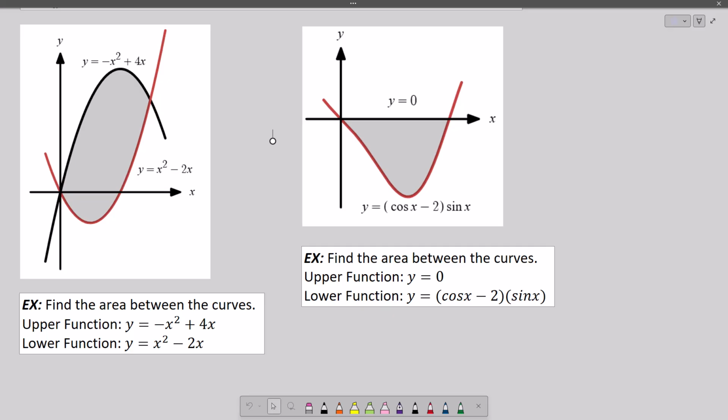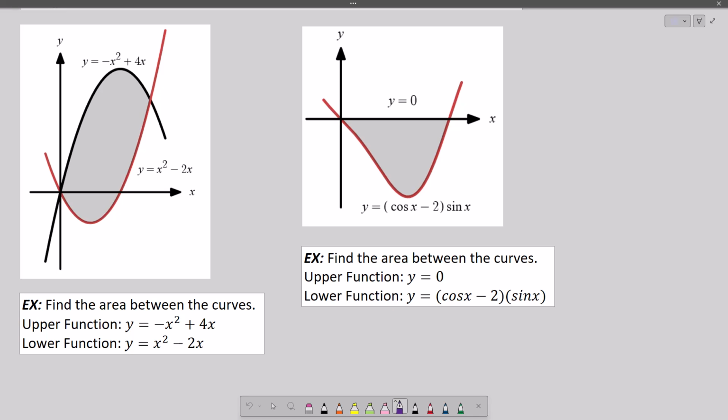So if we are integrating here, I'm going to draw a representative rectangle. Sometimes it's referred to as a representative element. We have to decide if the rectangles are standing or if they're sleeping. In this case where we have an upper and a lower function, we have vertical rectangles. If we had curves that were oriented this way, we would have horizontal rectangles.